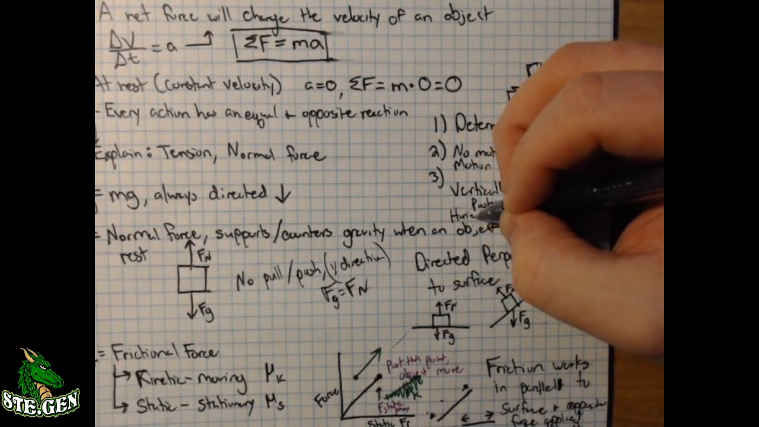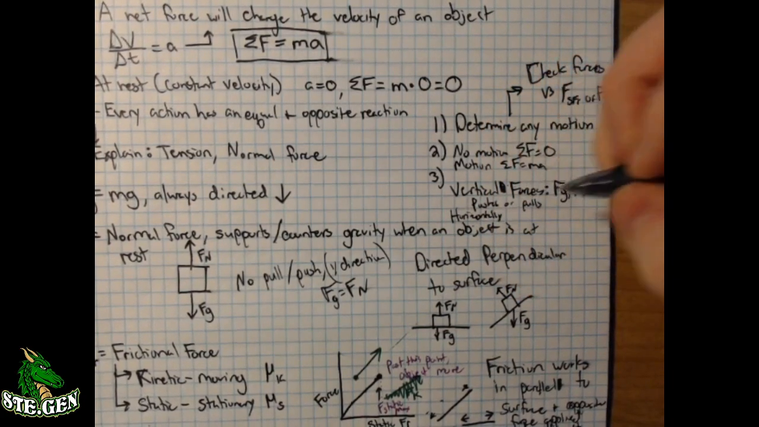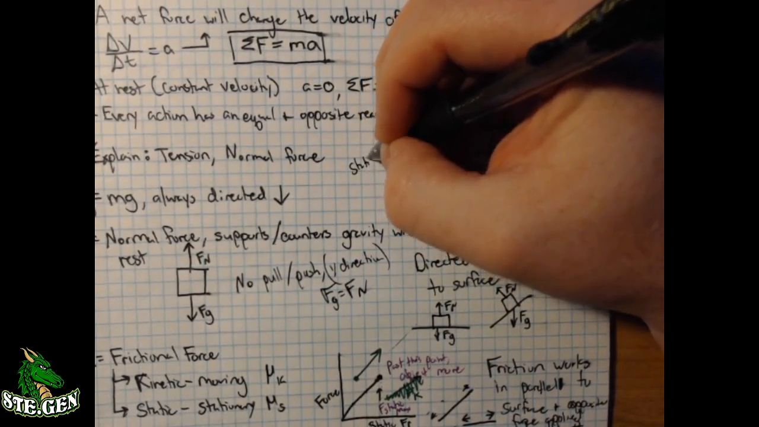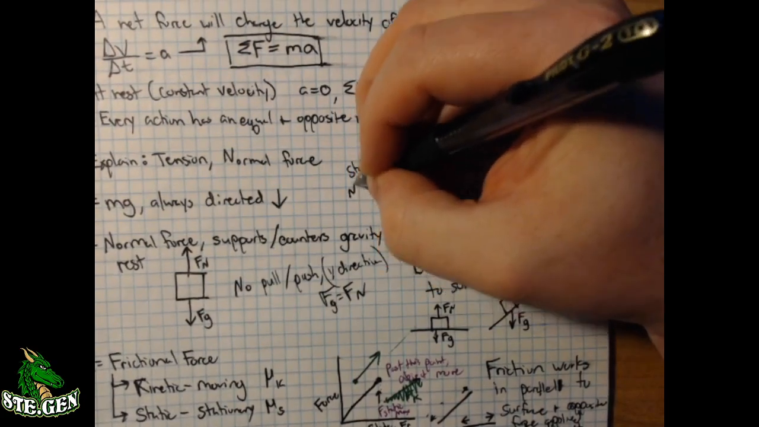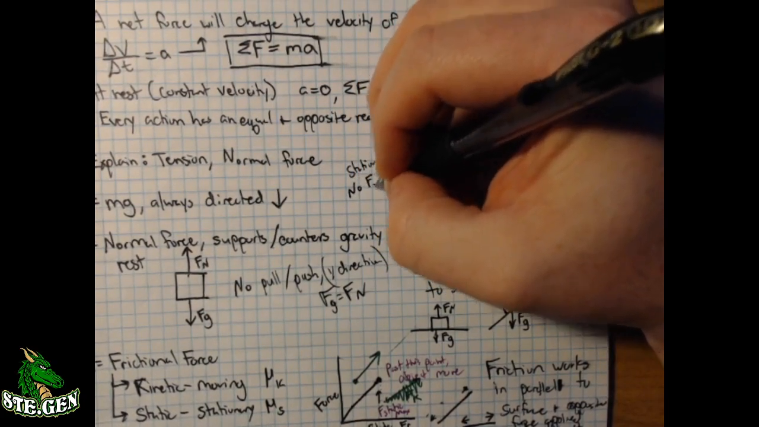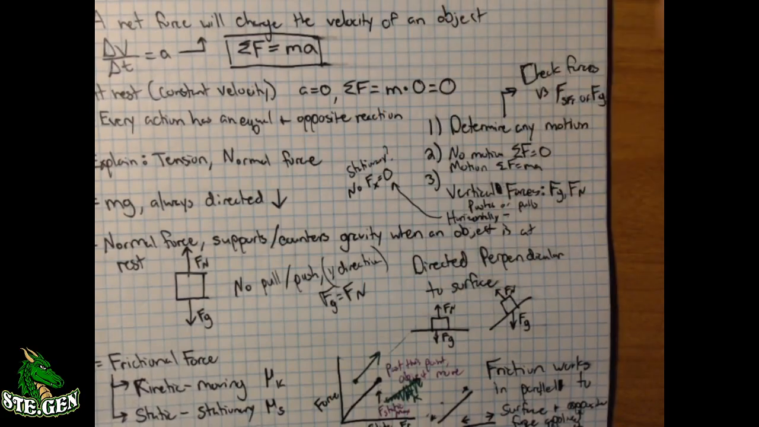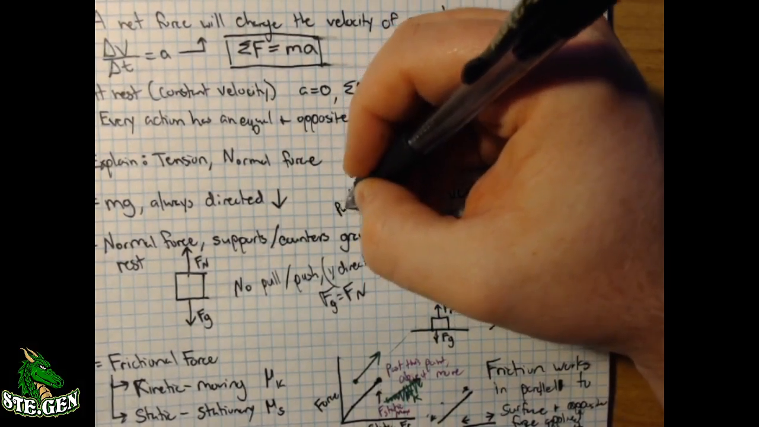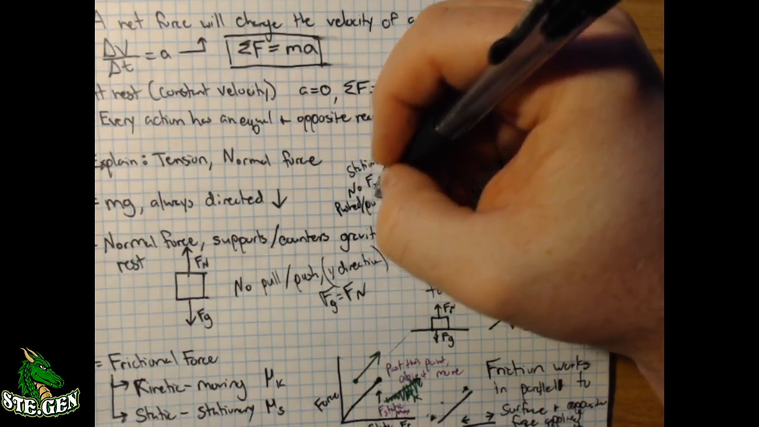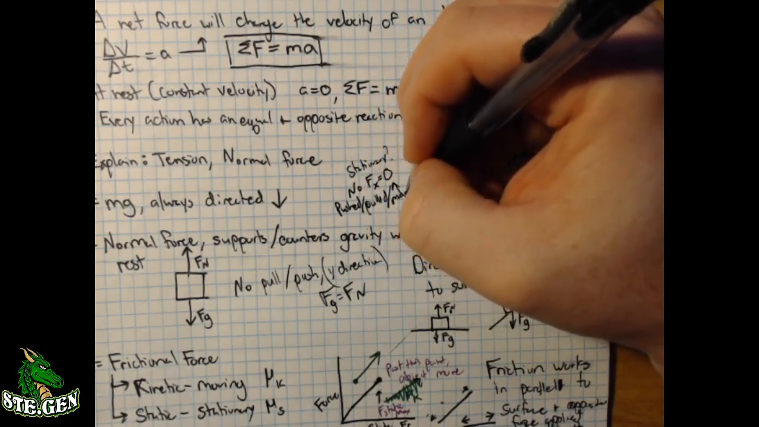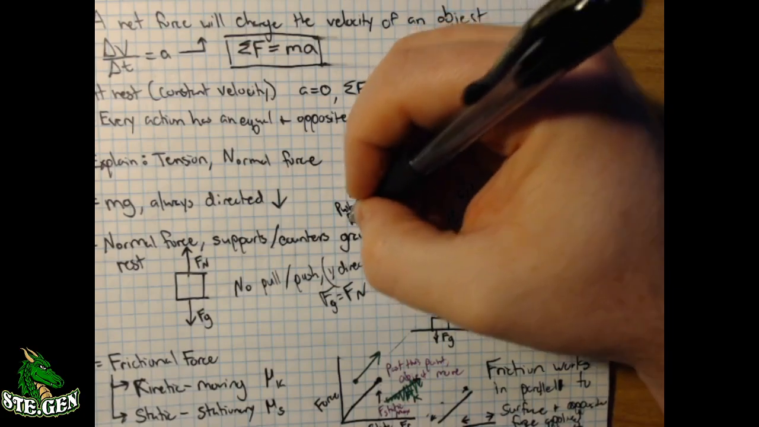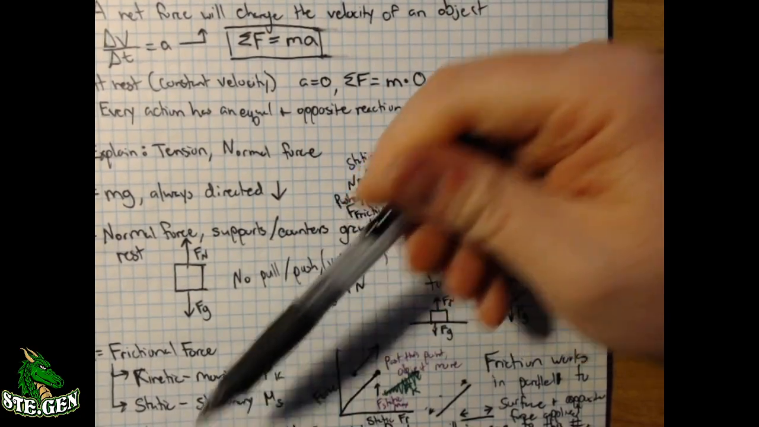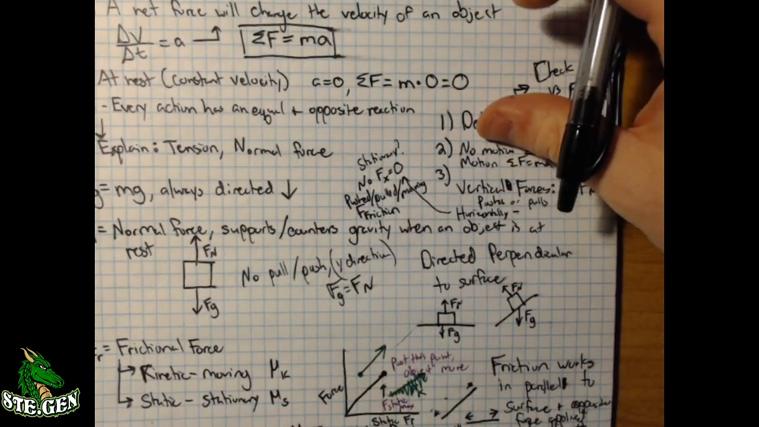And then horizontally, if it's stationary, there should be no forces in the horizontal direction, and that means that it will therefore equal 0. But if it is being pushed, pulled, or moving, then you're going to have friction involved, and you'll just need to determine whether or not you care about static friction or kinetic friction from that.